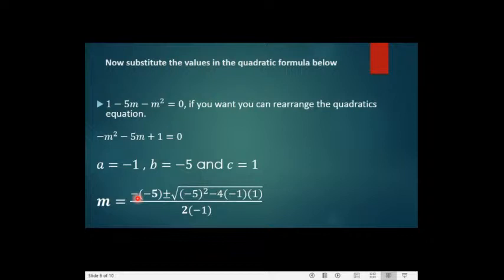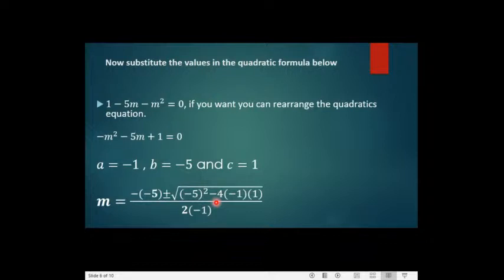Then you open the bracket, where there is b you substitute with negative 5, then you close, then you square with this power 2, which should be outside the brackets and not inside. Don't forget this one. Then minus 4, open bracket. So a is negative 1, so you substitute where there is a with negative 1, then you close the bracket, then you open bracket, then c, which is the constant term, is 1, so you substitute with 1, then divided by 2, open bracket, a which is negative 1, then you substitute.